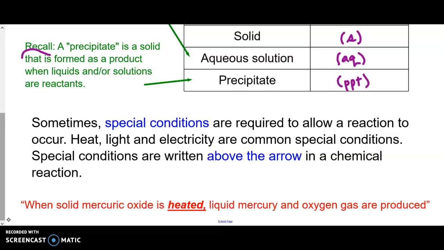So for example, when solid mercuric oxide is heated, liquid mercury and oxygen gas are produced. So in this example, heat would be the special condition. So we would just write heat above the arrow in that chemical equation.